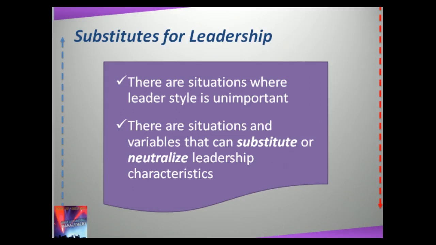An example would be highly professional subordinates. They do not need a leader to tell them what to do, or a highly structured task substitutes for task-oriented style, and a satisfying task substitutes for the people-oriented style, based on what we just talked about. Some of the characteristics of subordinates that could actually be used to substitute a leader could be their skills and abilities and experience, knowledge, motivation. These can all be substitutes for leadership.